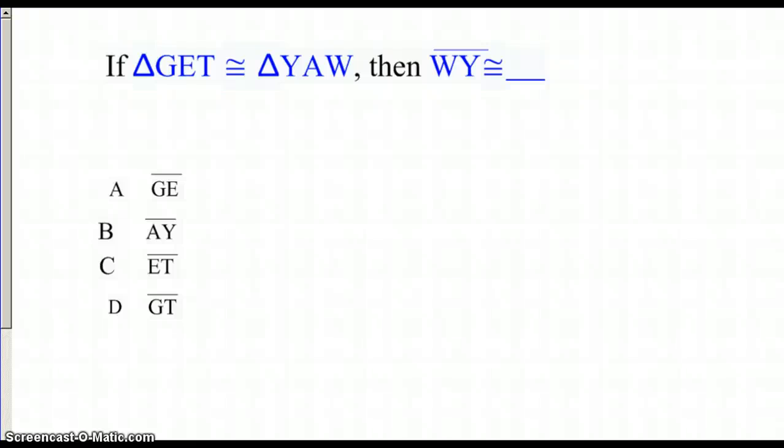Here's a question. Go ahead and take a second and try to answer. Pause the video. WY is in this triangle, so if you say WY, you should say TG. It's fine to also say GT. It doesn't matter. It's the same segment, so our answer is D.